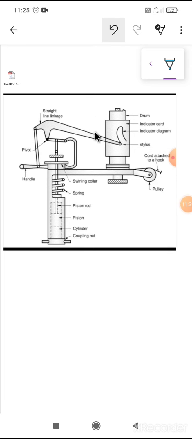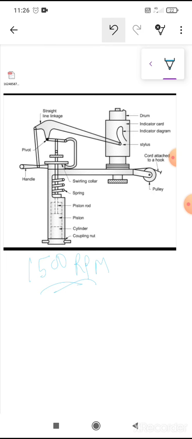It should be noted that the stiffness of the spring is chosen appropriate to the maximum pressure in the cylinder. This type of indicator is not suitable for measurement in high speed engines due to its mechanical nature. Usually these are suitable up to a speed of 1500 rpm. Okay, so this is one type of indicator machine which will produce an indicator diagram.